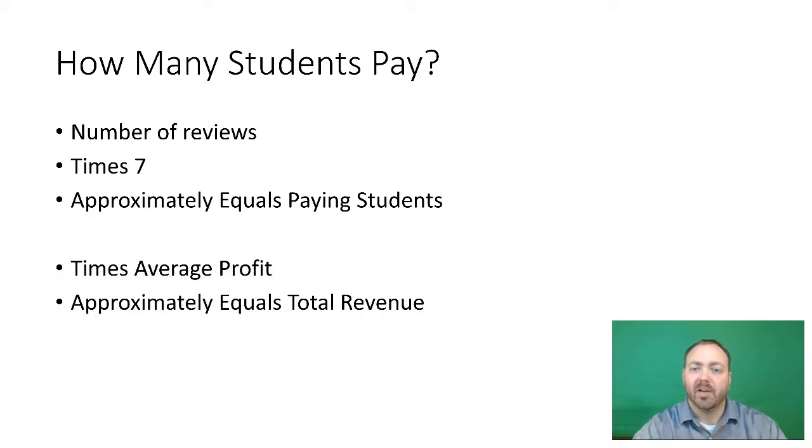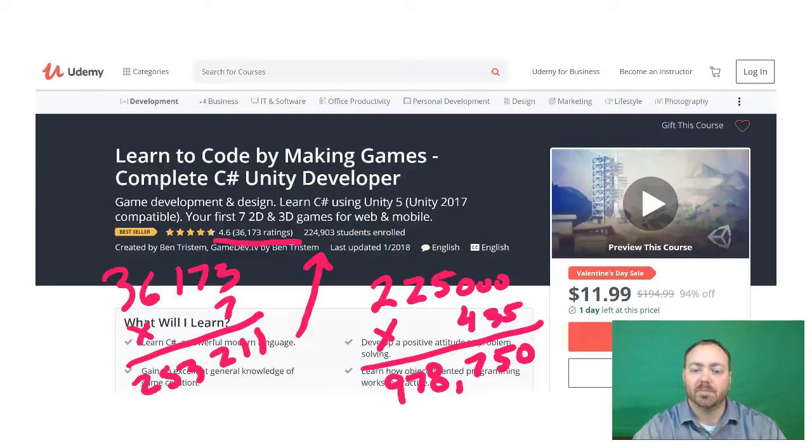So we can figure out how much an instructor has actually profited from a course by multiplying the average profit times the average number of paying students, and this will give you an approximate total revenue from the instructor. So let's do some demos.